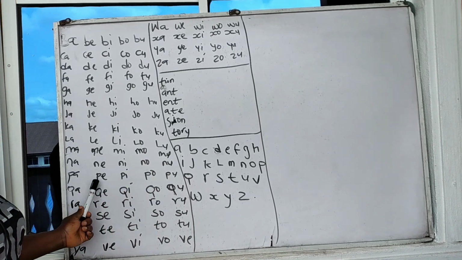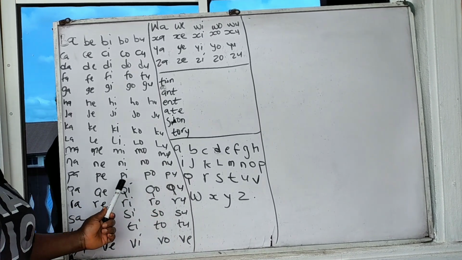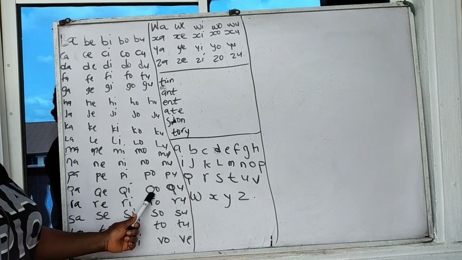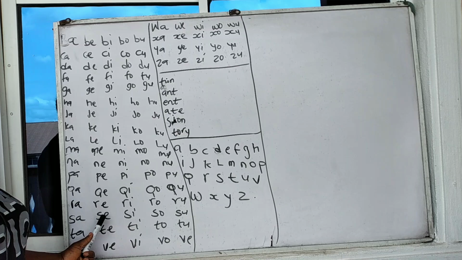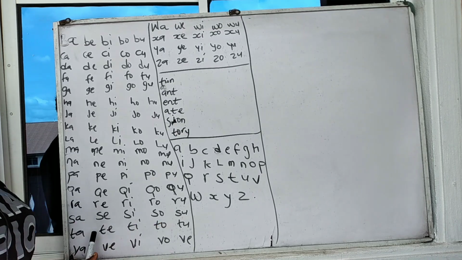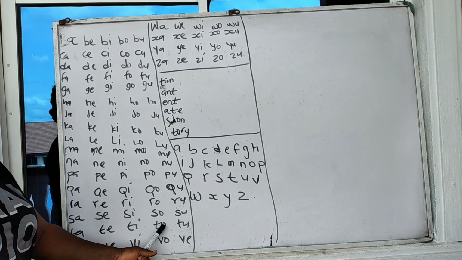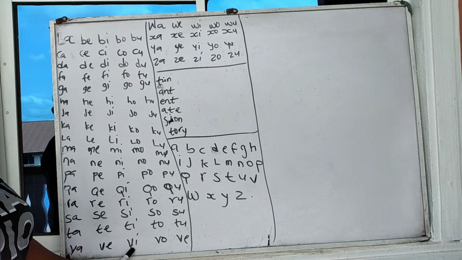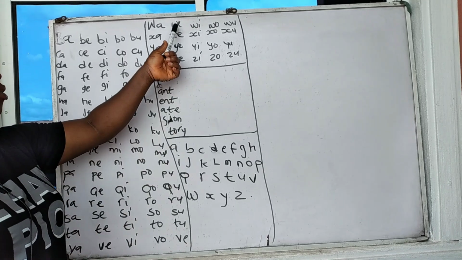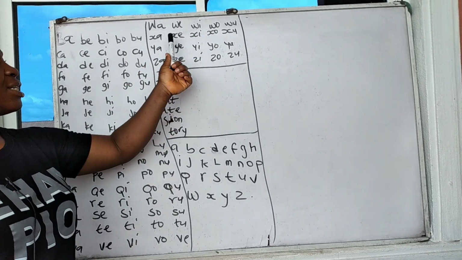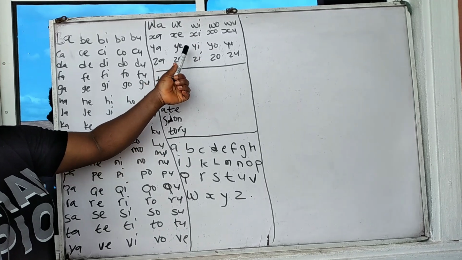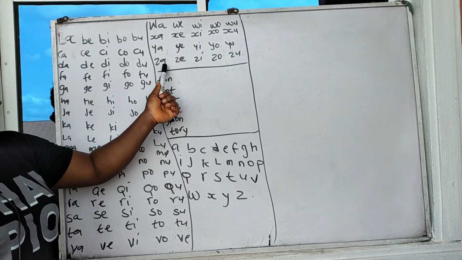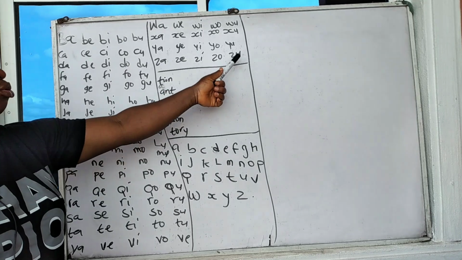nu, pa, pe, pi, po, pu, kwa, kwe, kwi, wo, hu, ra, re, ri, ro, ru, sa, se, si, so, su, ta, te, ti, to, tu, va, ve, vi, vo, vu, wa, we, wi, wo, wu, za, ze, zi, zo, zu, ya, ye, yi, yo, yu, za, ze, zi, zo, zu.